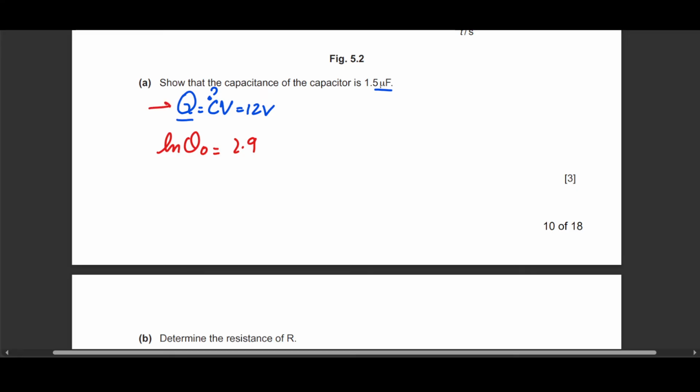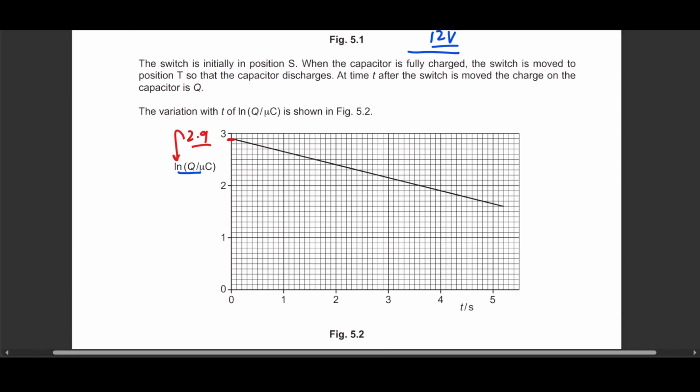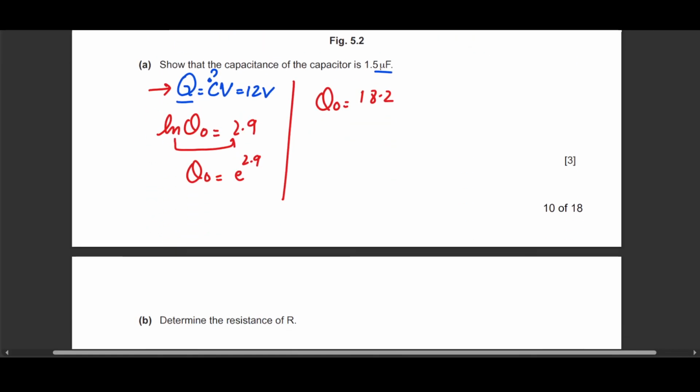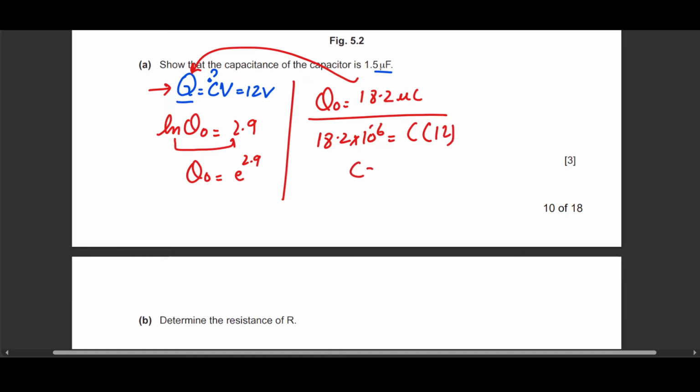We want to find the value of Q, the charge itself, how much charge is there. So taking the anti-log, we can say that Q naught is equal to e raised to the power 2.9. When you do that, this is going to come out as Q naught equals 18.2. Now, what should be the prefix? The prefix is microcoulombs. So I will add the microcoulomb factor over here. Then simply replacing this value in this formula, this becomes 18.2 times 10 raised to the minus 6 equals C times 12 volts. So C is equal to 1.5 times 10 raised to the minus 6.